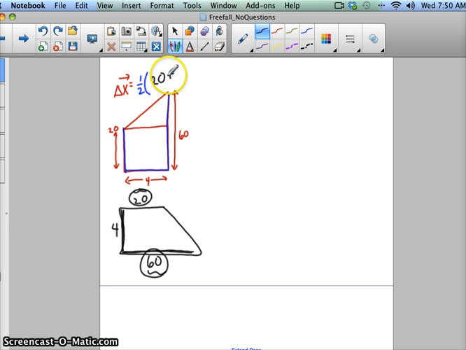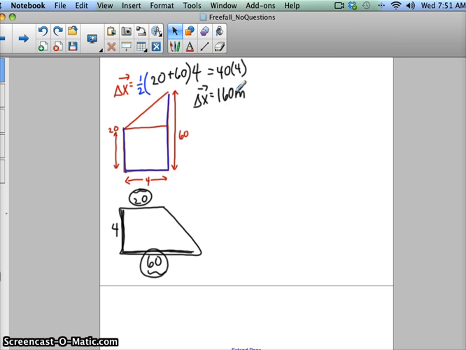Average of 20 plus 60 meters per second times the time. So we got the average of the velocities times the time here. And if you add 20 and 60, you get 80. Cut that in half, you get 40. So this is going to come out to be 40 times 4, which means our displacement is going to be 160 meters. And our units check out, since these two velocities are meters per second times seconds, that gives us an answer that's in meters.